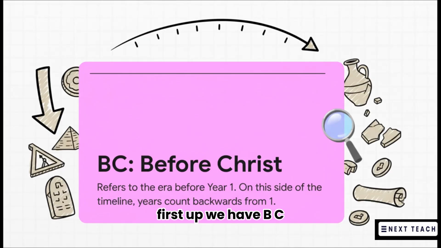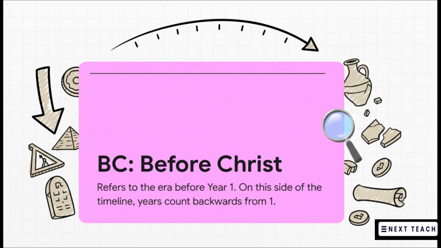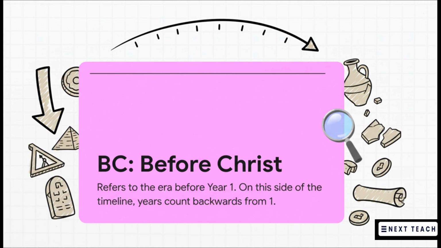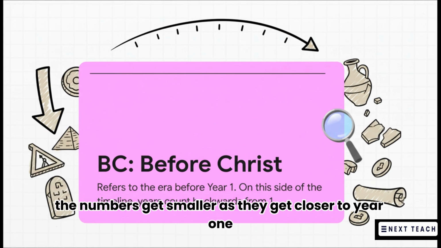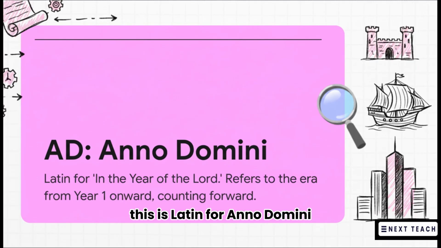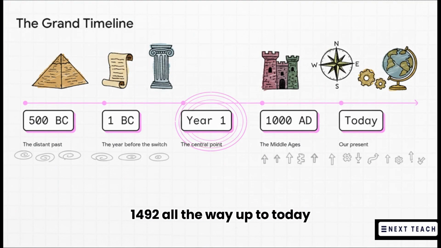First up, we have BC. It stands for before Christ, and it covers all of history leading up to year 1. Now, the one thing you really got to remember here is that the years count backwards. It's like a countdown. So 500 BC happened a long time before 10 BC. The numbers get smaller as they get closer to year 1. Then bam, we hit year 1 and everything flips over to AD. This is Latin for Anno Domini, which means in the year of the Lord. From this point on, things are easy. The numbers count forward normally, just like we're used to, 1066, 1492, all the way up to today.